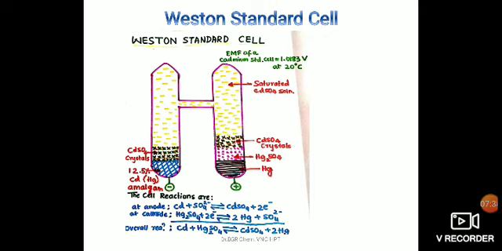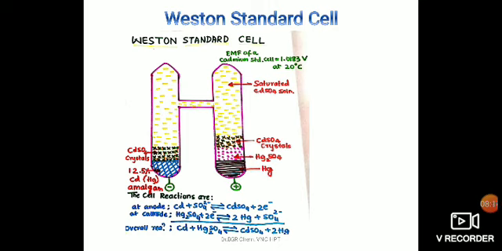Now the cell reactions are given there. At anode, cadmium plus SO4 2 minus gives cadmium sulfate, and electrons are released. This is oxidation. At cathode, Hg2SO4 plus 2 electrons gives 2Hg plus SO4 2 minus. This is the reduction because electrons have been accepted. The overall reaction of this standard cadmium cell is Cd plus Hg2SO4 giving CdSO4 plus 2Hg.